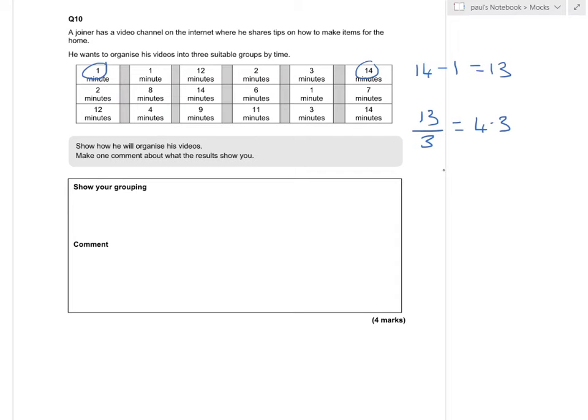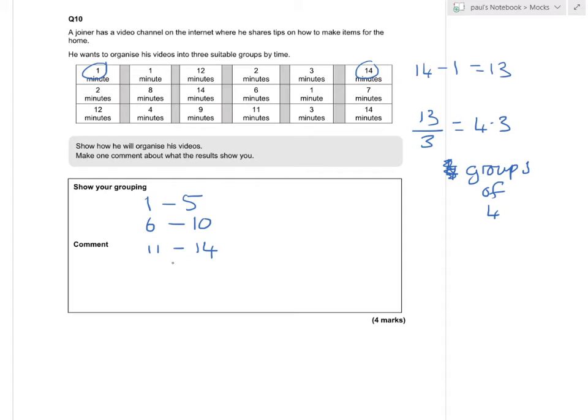So 4.3. We'll round it down to groups of 4. Groups of 4. Not 4 groups, groups of 4. So we're going to get 1 to 5, 6 to 10, and then 11 to 14.